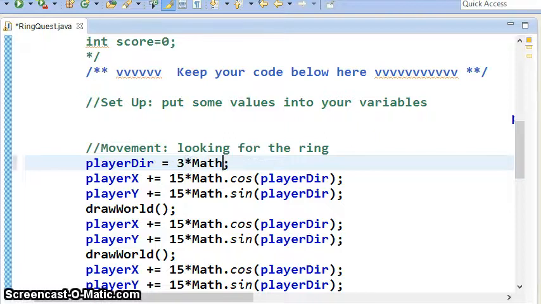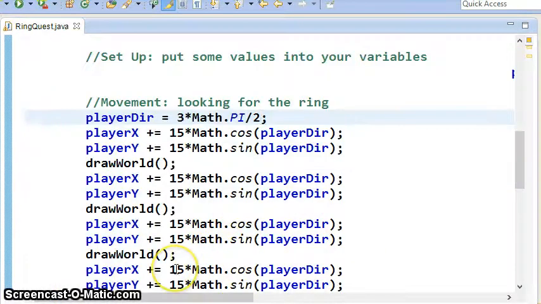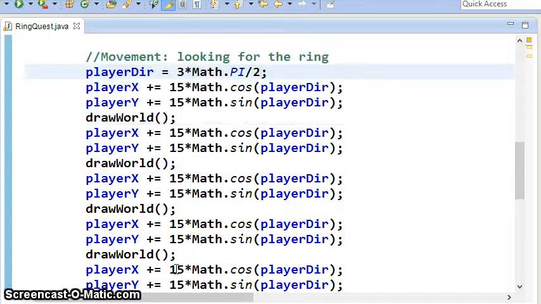What if I said 3 times pi over 2? Does this work? Awesome. So pause the video a little bit if you want to play with those things. That'll be awesome. Okay, now you're done playing.